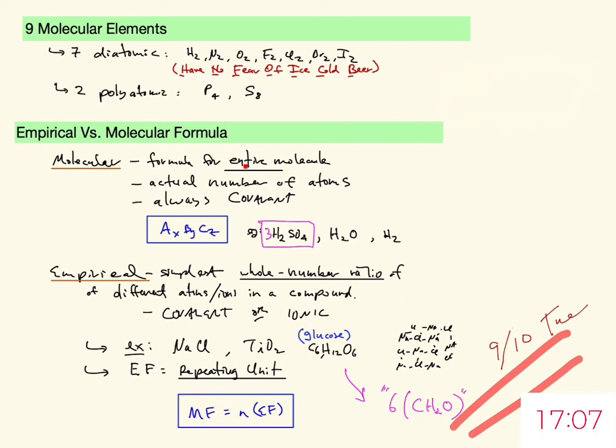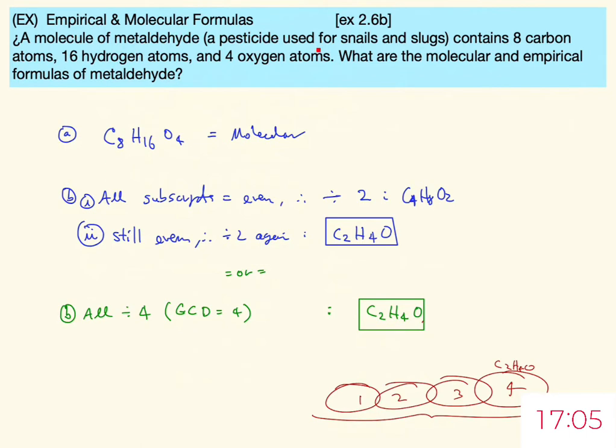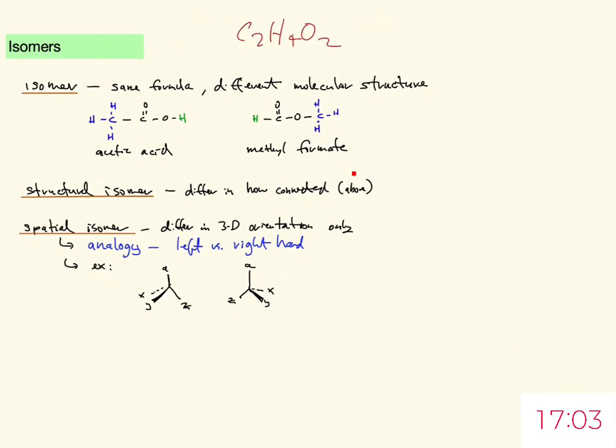Empirical versus molecular formula, look over those, get the definition of those. There will be some problems where you separate those. Isomers, okay. That's where you have exactly the same formula. They're just put together different in shape.